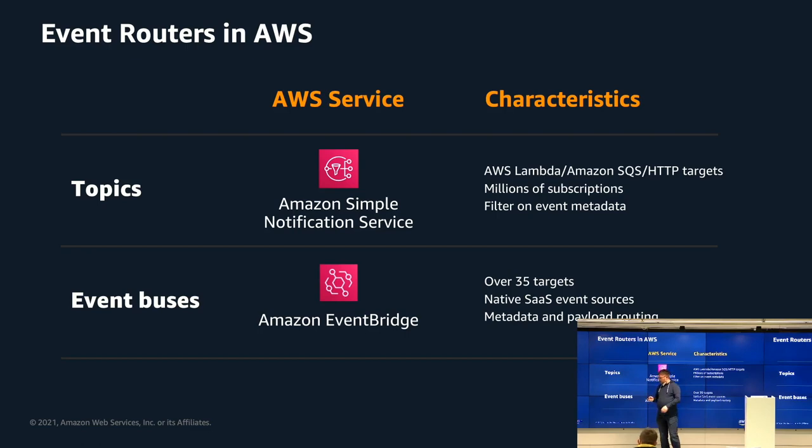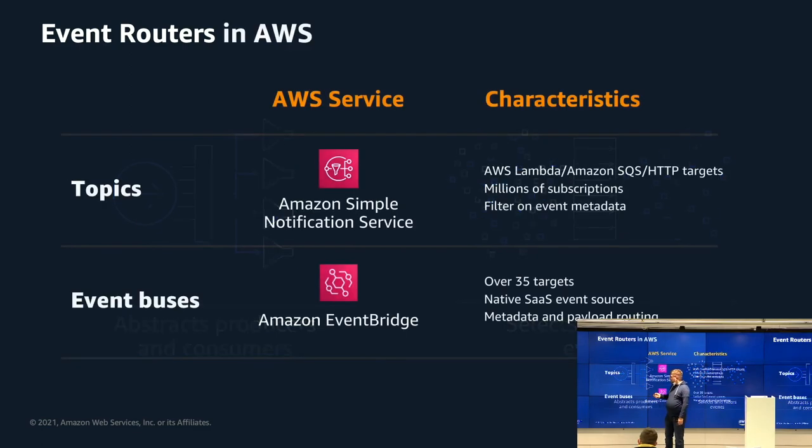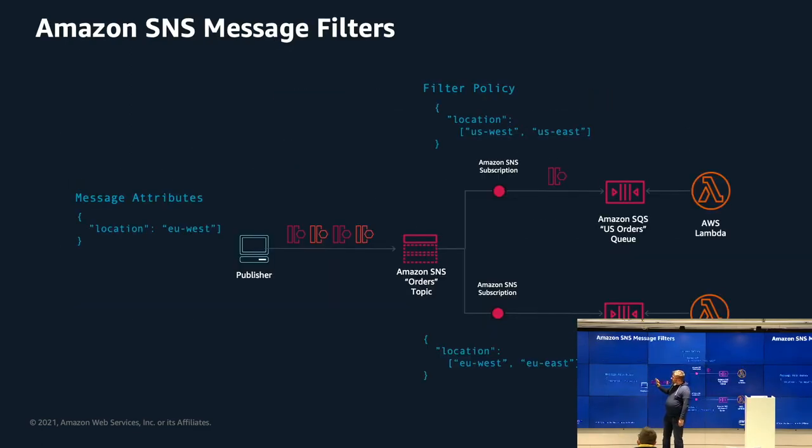But actually, SNS has a feature for message filtering. So basically, you still need to put these messages in the correct topic, but inside this topic, you can have a filter policy, and then specific messages can be delivered to specific consumers or specific subscribers.